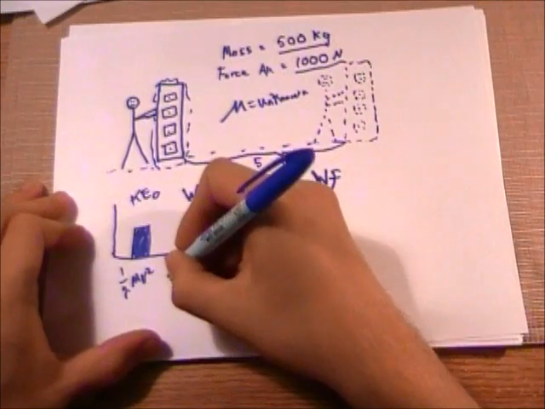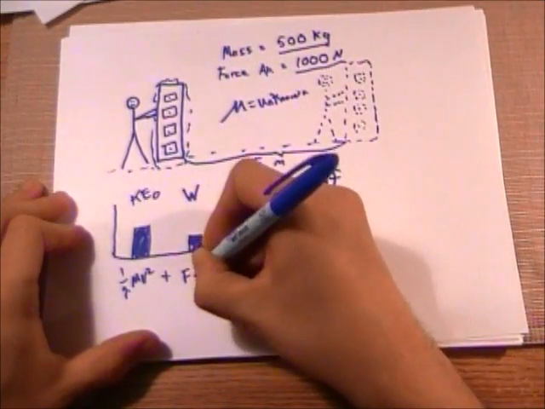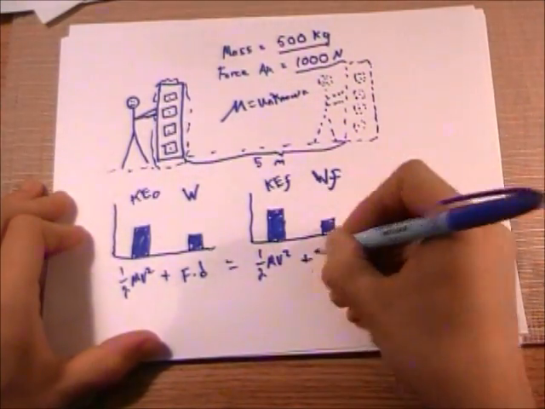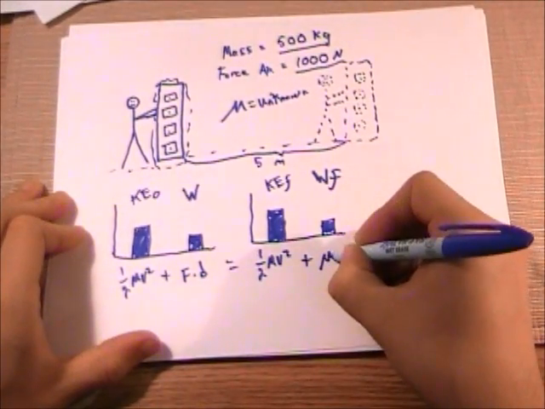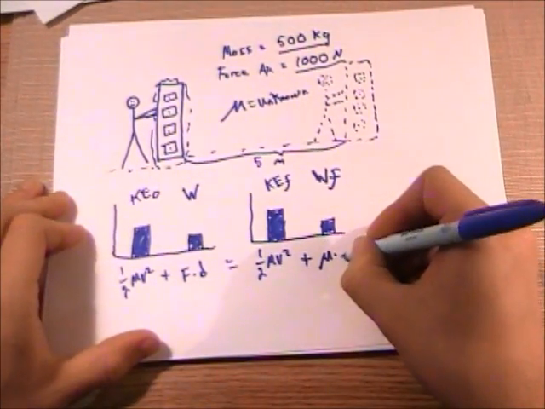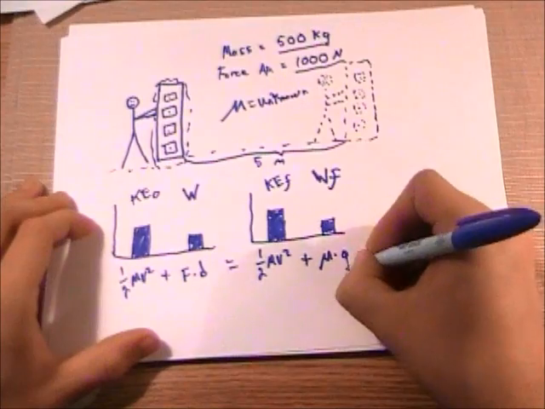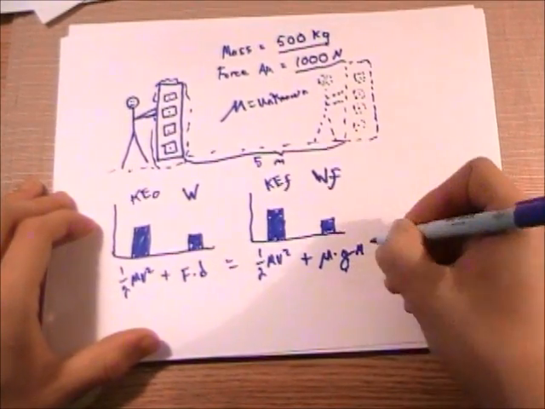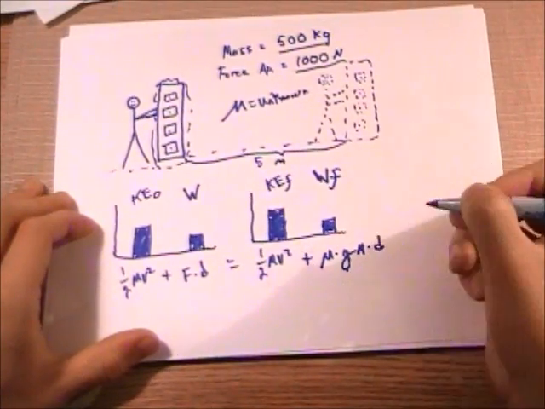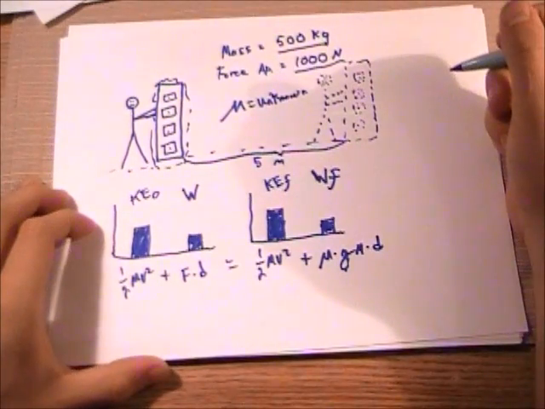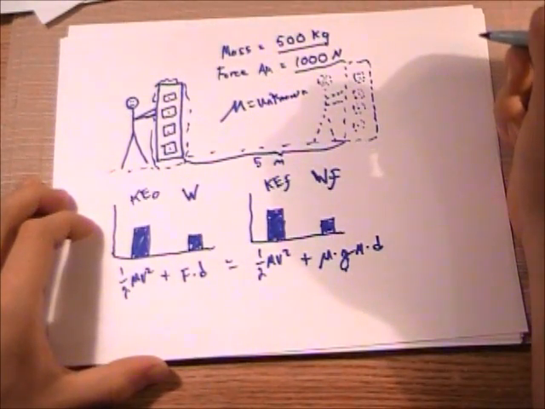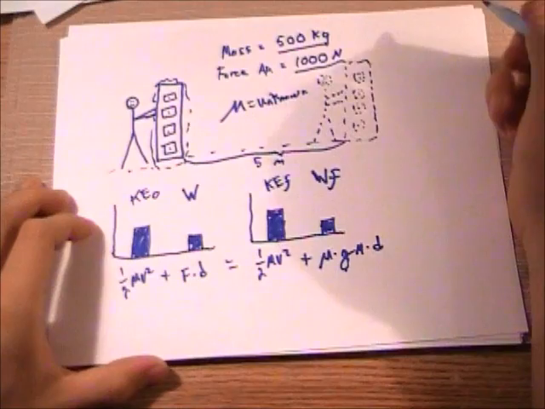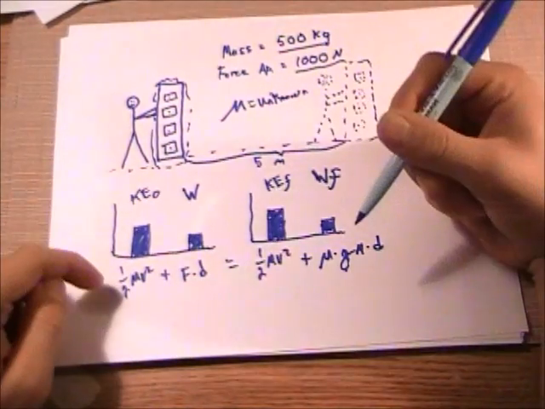So we definitely have some work being done on our system, and that work is going to be our force times our distance. And then we've got our work due to friction, which is mu, times our normal force, which is going to be g, times our mass, times our distance that we went. So basically what you learn from this problem is it's not too difficult to solve. You could solve this right now.